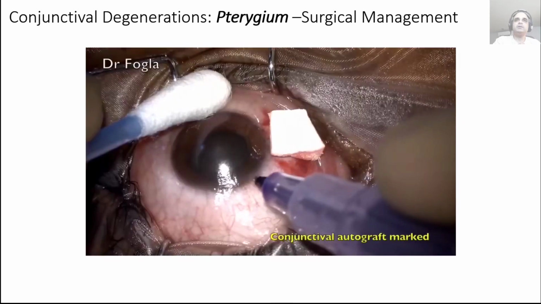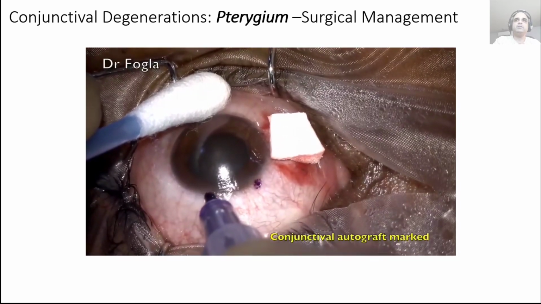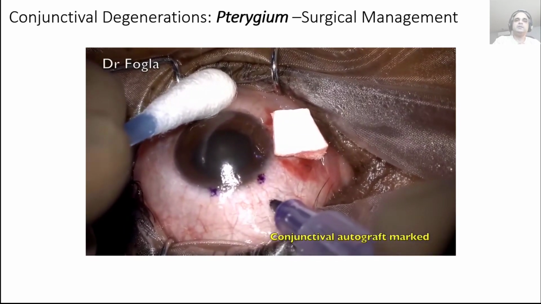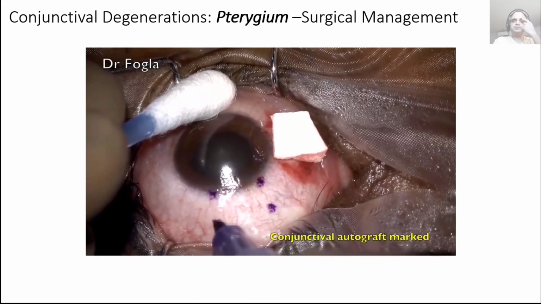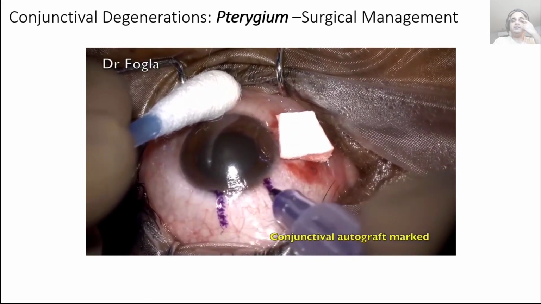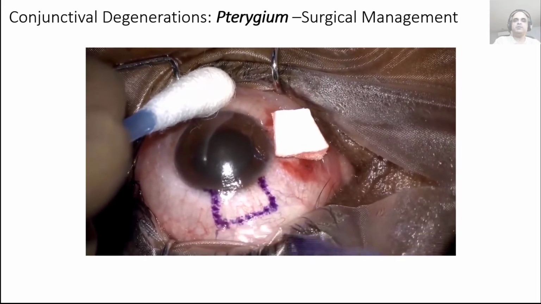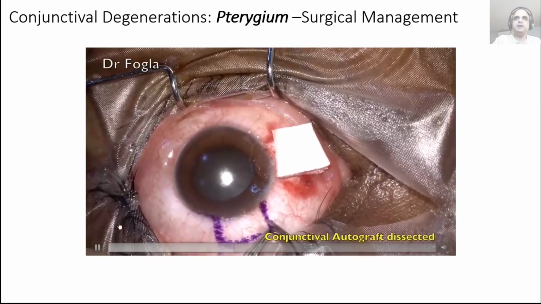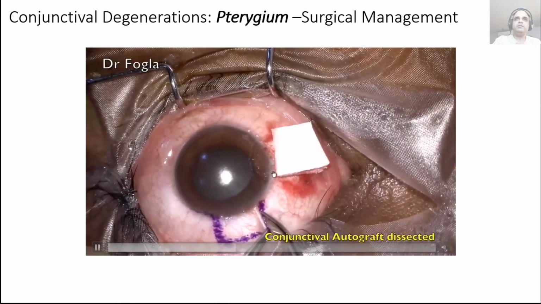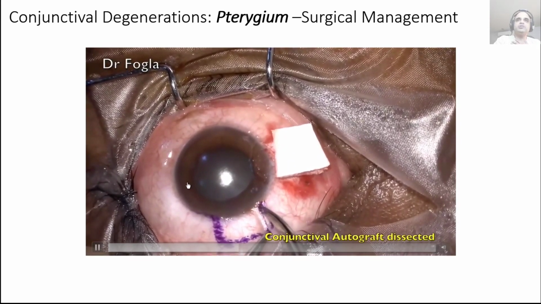Now we are going to mark the area where we are going to take our autograft from. And this is basically the superior conjunctiva. And since this is covered by the upper lid, it hasn't gone through the process of degeneration, and you can simply transplant it from here onto where the pterygium previously was.